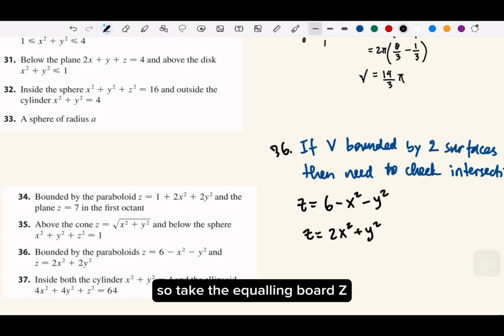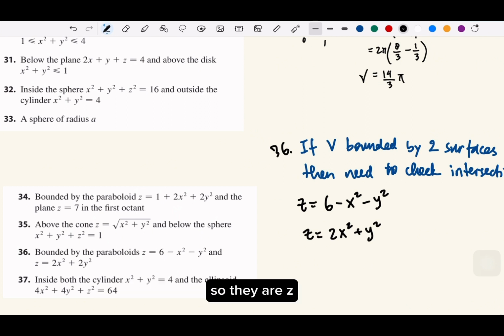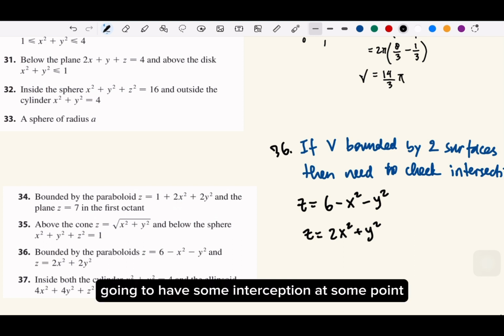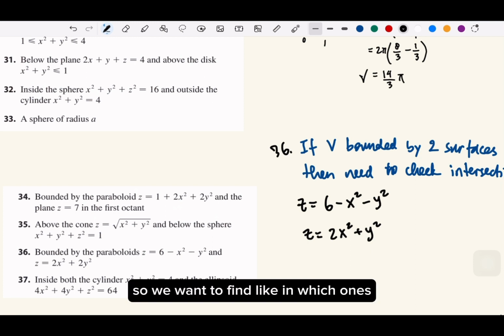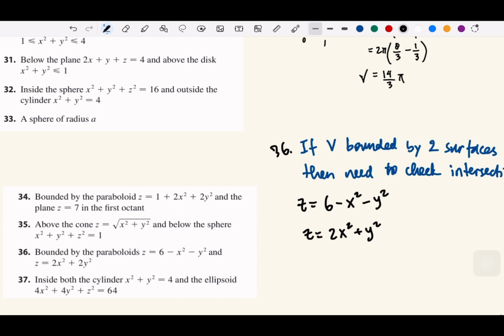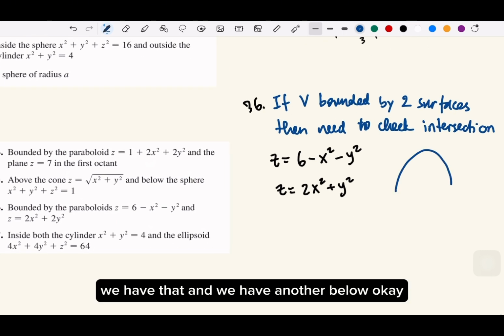We take by equaling both Z, because we know that the surface is a function of two variables x, y. So when their Z are equal, they will at least have some intersection at some point. Okay? So we want to find in which points. Maybe if I draw here, we have that, and we have another below. But imagine that this will be 3 dimensions.